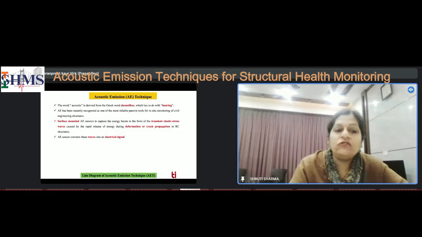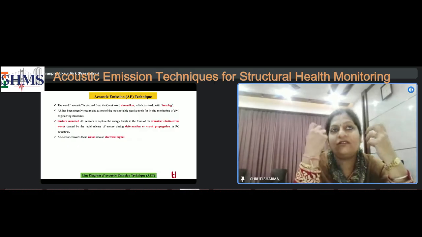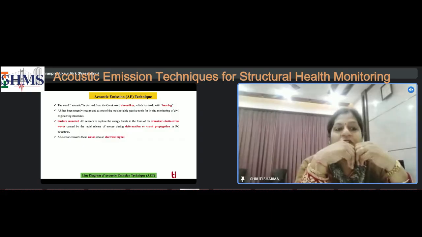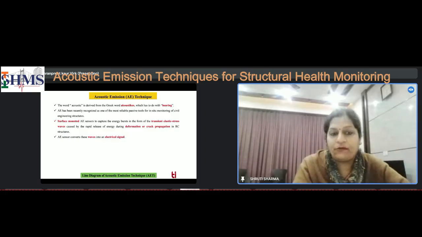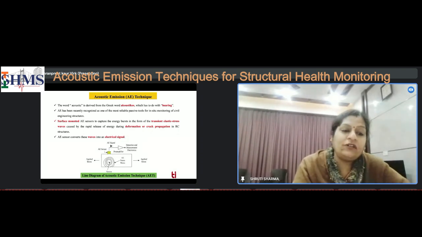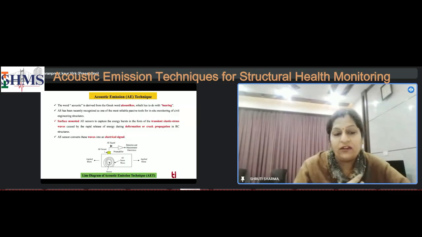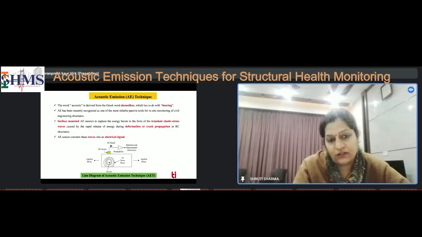Acoustic emission is one such technique. Acoustic emission is a kind of wave propagation technique wherein you listen to the noises inside the concrete which happen because of these cracks or damages. It's just like a doctor uses a stethoscope to listen to the signals inside our body. Similarly, we use acoustic emission sensors.